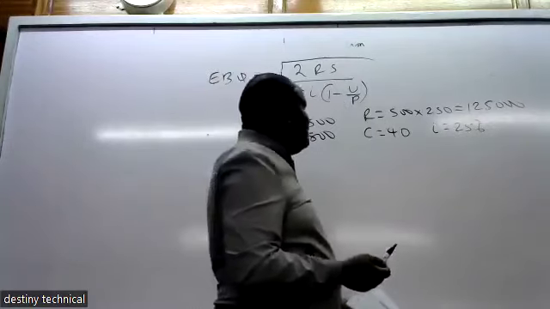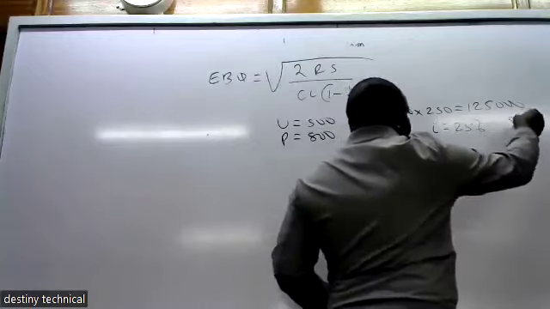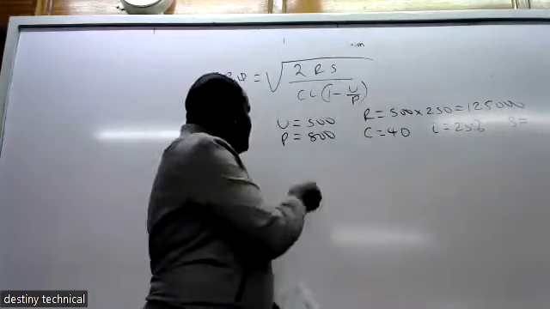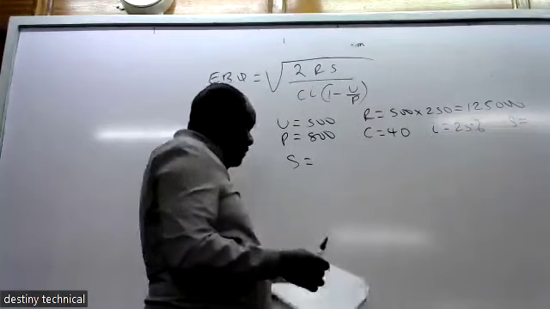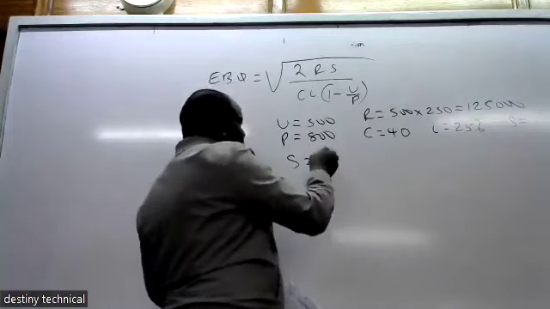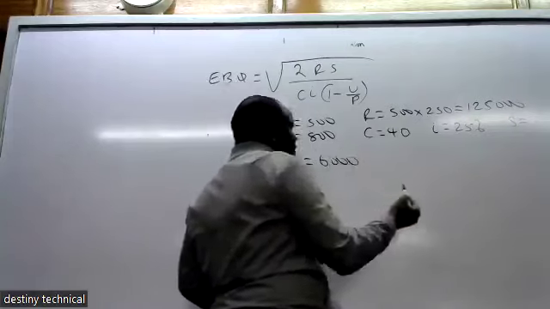Then S is also given. S, you are given 6,000.